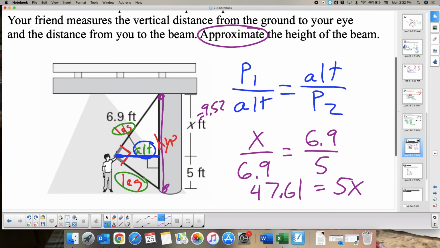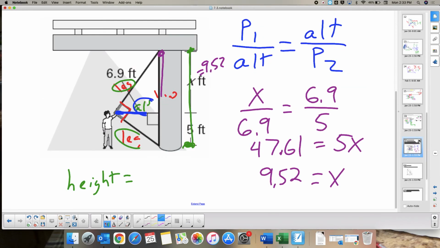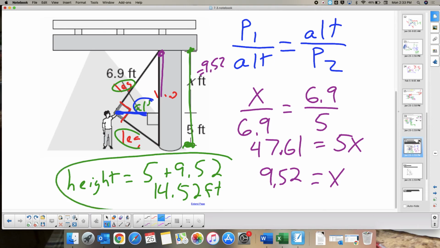So it says to approximate the height of the beam. The height of the beam then is 5 plus 9.52. So we're looking at 14.52 feet for our height.